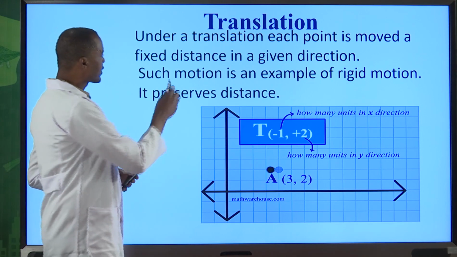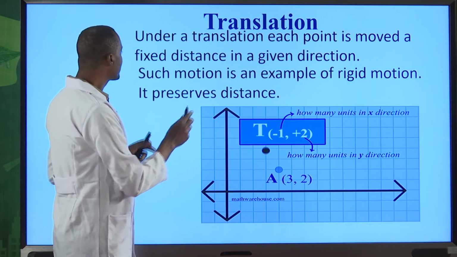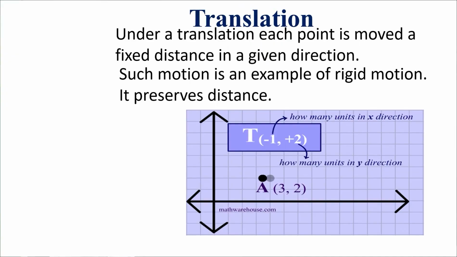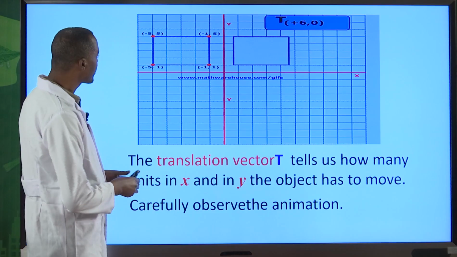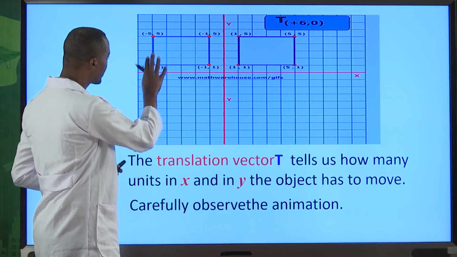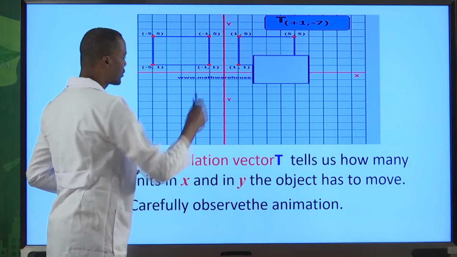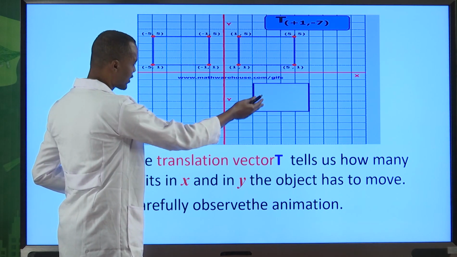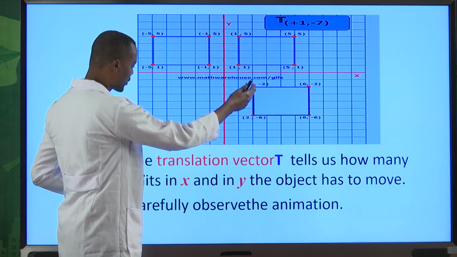First, translation. Under translation, each point is moved to another point at a fixed distance in a given direction, and such a motion is an example of rigid motions that you can see here. For example, this point is moved to the left and then 2 points up. Translation is just like moving a point from its original position to another place. Here, this rectangle is being translated from its original position to a new position, and then to another position. This is an example of translation.